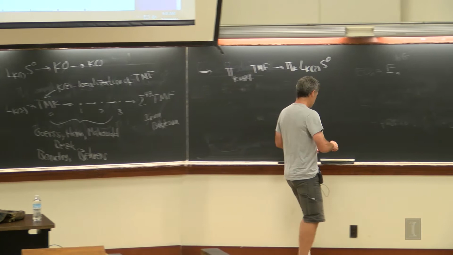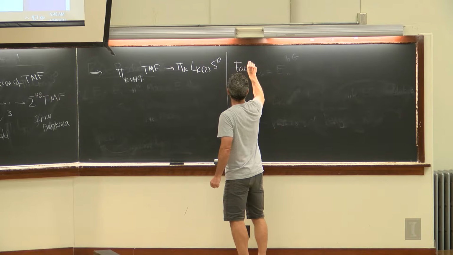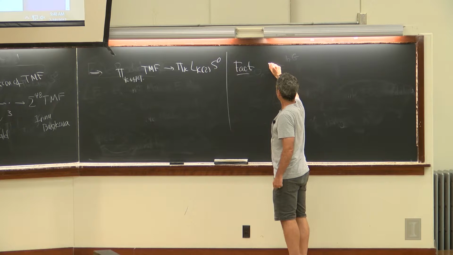Okay, now, the first thing is, I want to use a few things about K_n local homotopy. So one thing is that in K_n local homotopy, the Morava E theory spectra and the Morava EO are dualizable.